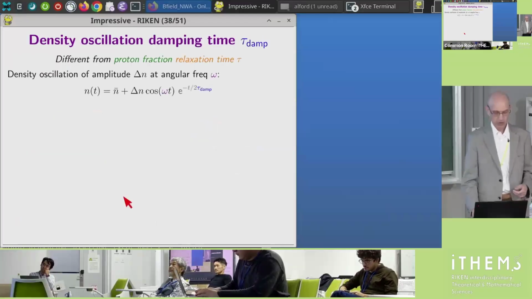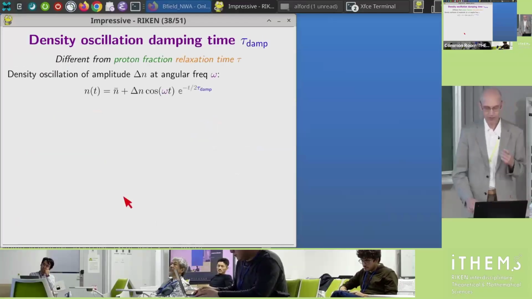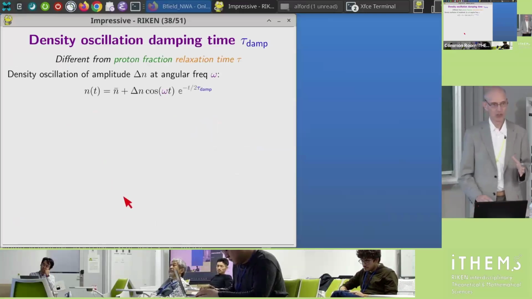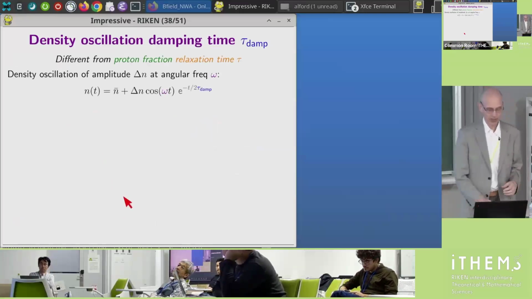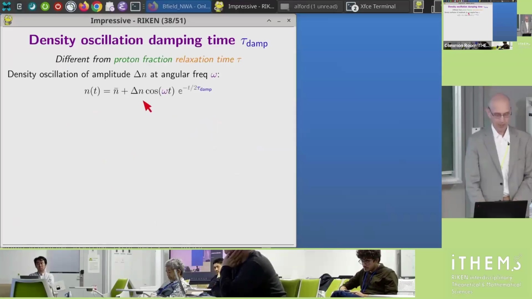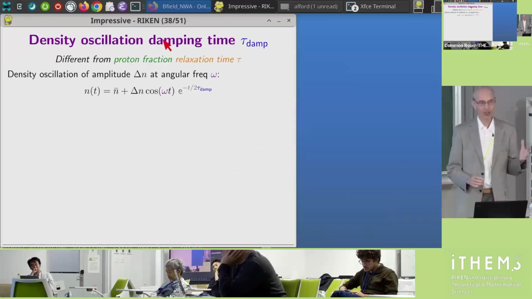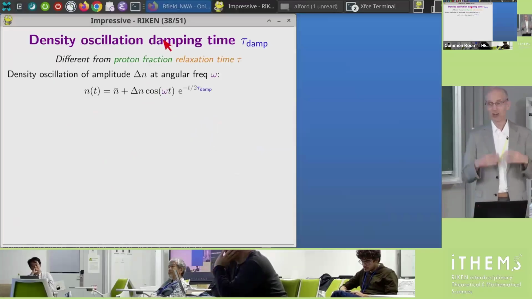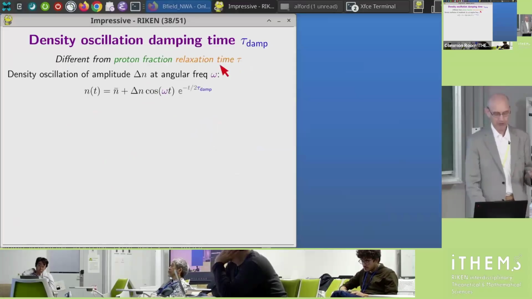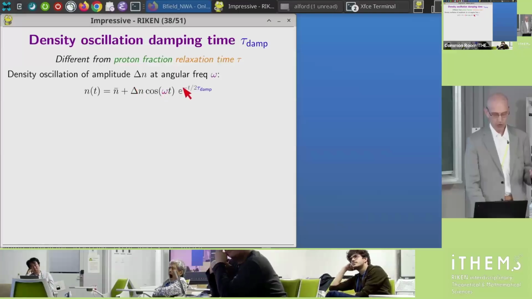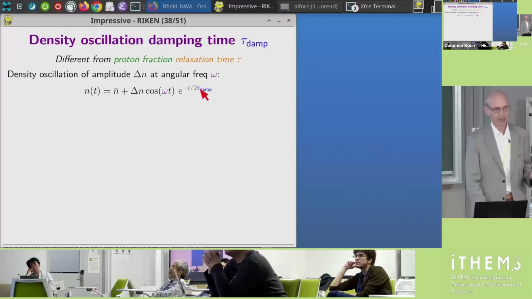So, okay, let me go on now to something physical, like I promised, a more physical, understandable consequence of this. So let's look at the back reaction that the bulk viscosity exerts on the applied density oscillation that started the whole thing. So this is a damping time. It's different from the proton fraction relaxation time. So now we're looking at this density oscillation, and we're saying, okay, it's got a frequency omega, but also it's going to die away at some rate given by some damping time.